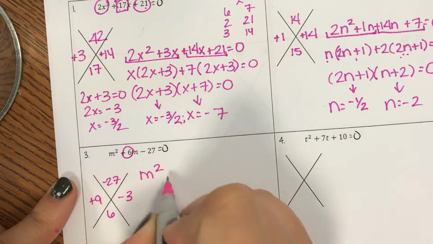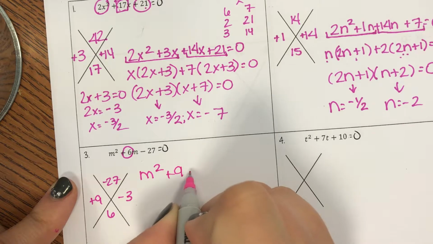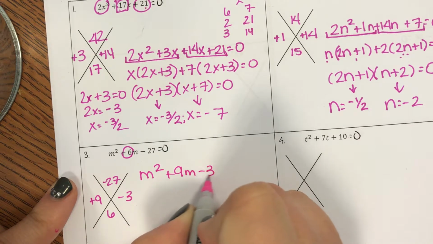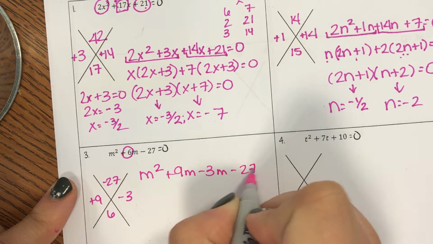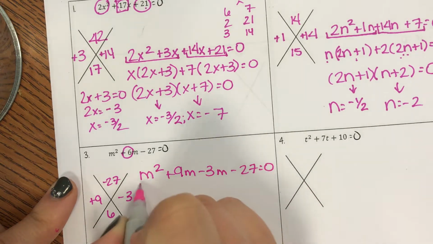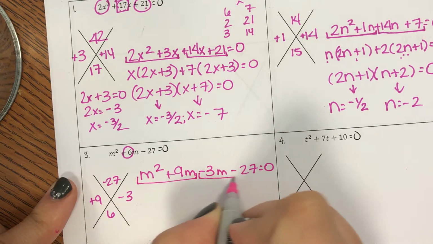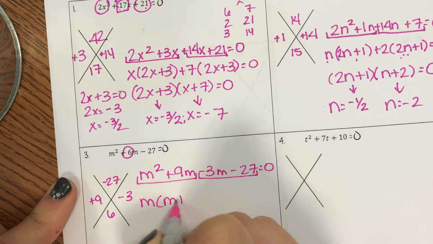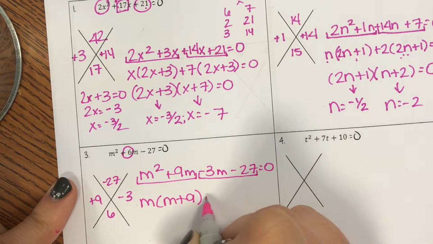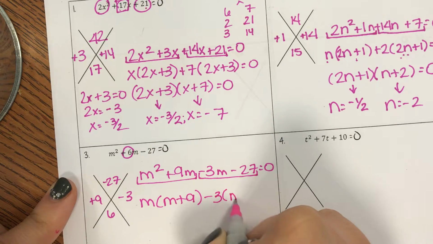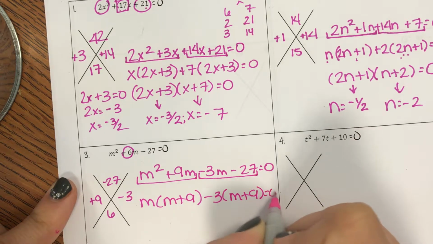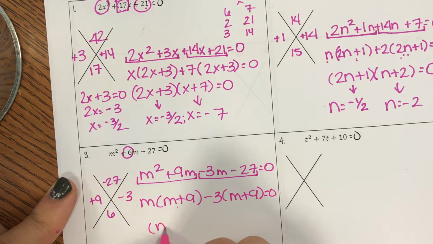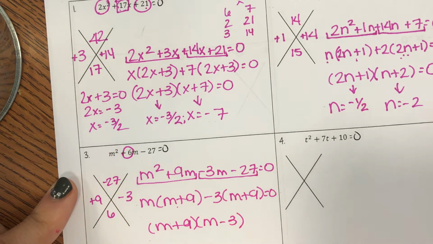You're rewriting positive 6 as positive 9 minus 3. Group this together, group this together. Common factor is m. Common factor is negative 3. One of the factors is m plus 9. The other factor is m minus 3.